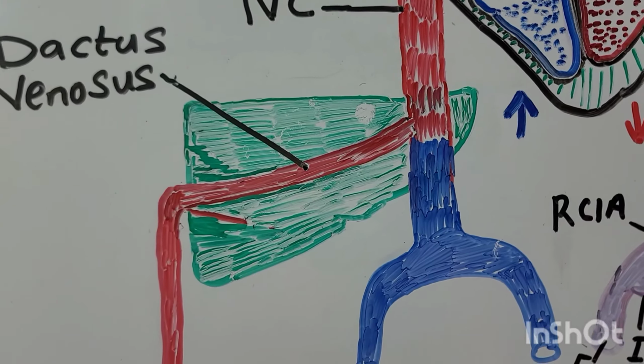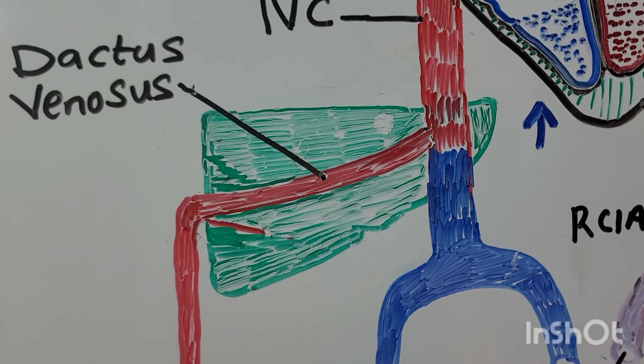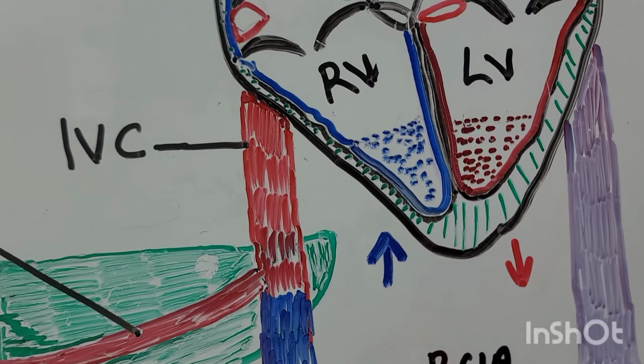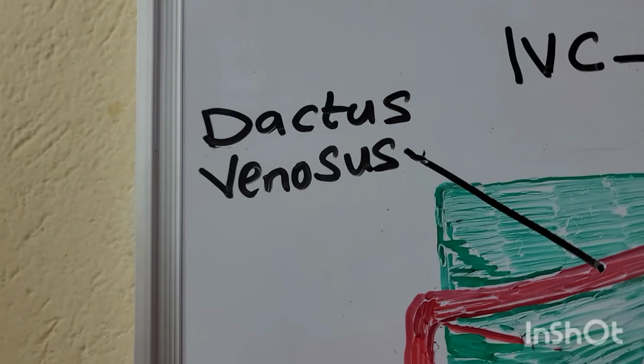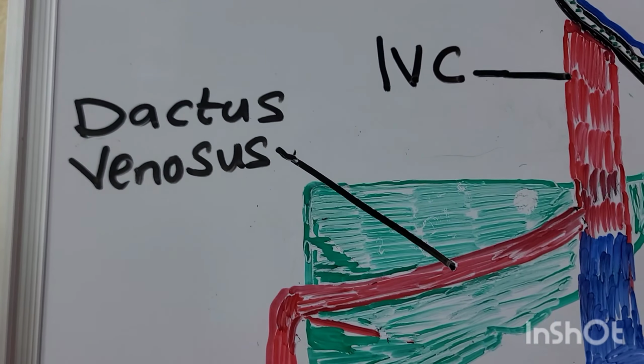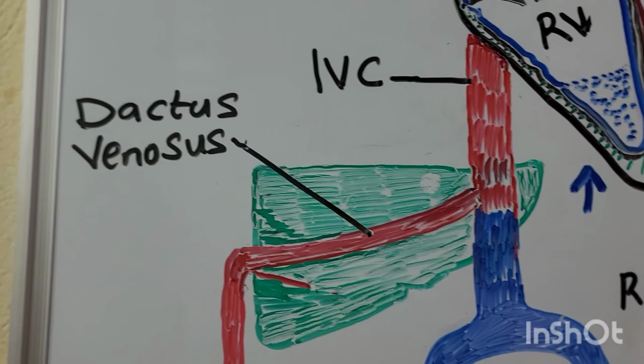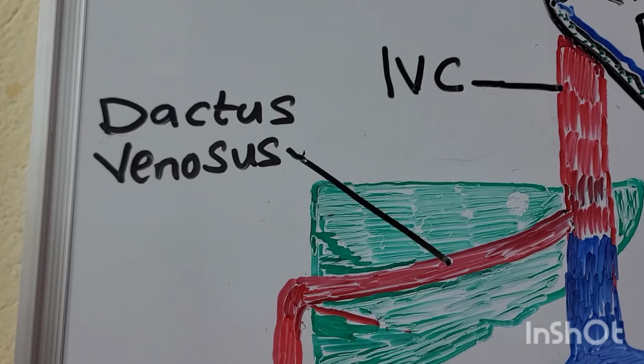But the majority of the blood was bypassing the liver, going direct from the umbilical vein to the inferior vena cava. And we said that this shunt was the ductus venosus. We shall go ahead and see what happens to the ductus venosus when the umbilical cord is cut.